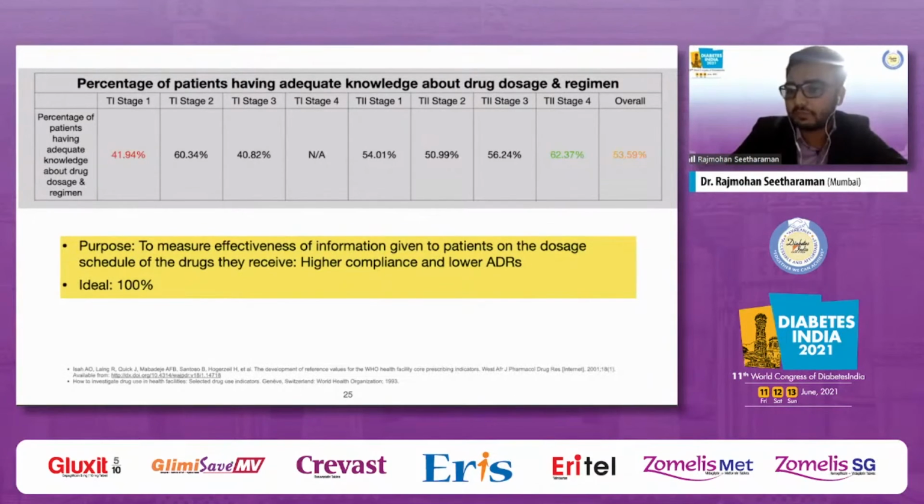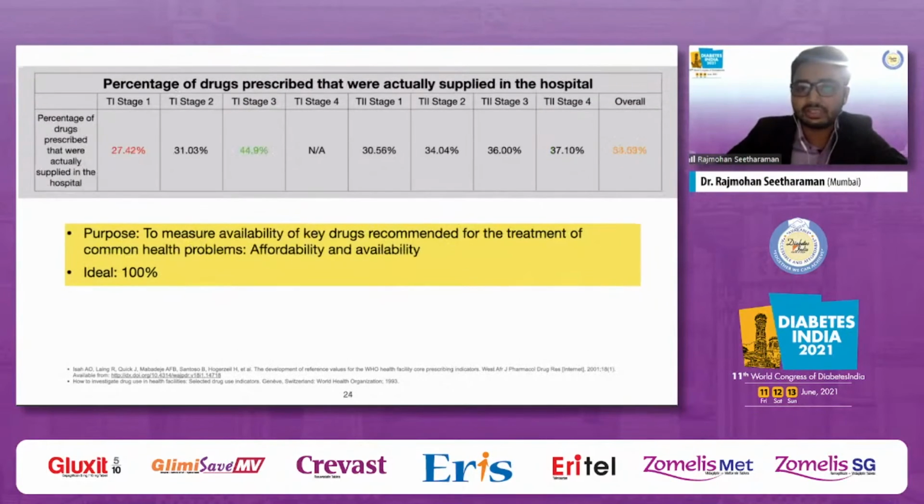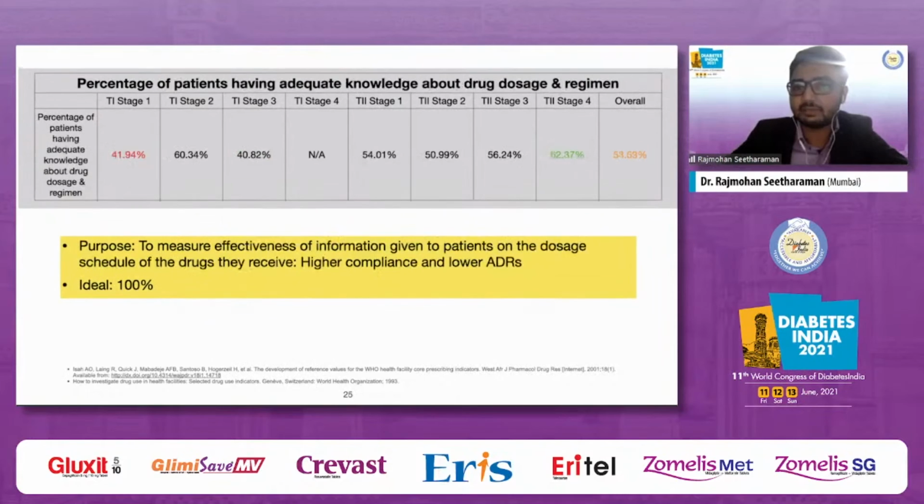Our number was 53.59%. Highest was seen in type 2 stage 4 and lowest was seen in type 1 stage 1. And there was no significant difference between the groups. And for these two, that is the percentage of drugs that were actually supplied and having knowledge about drug dosage and regimen. There are no previous studies done on this. Ours is the first study which has evaluated this in diabetic nephropathy patients.